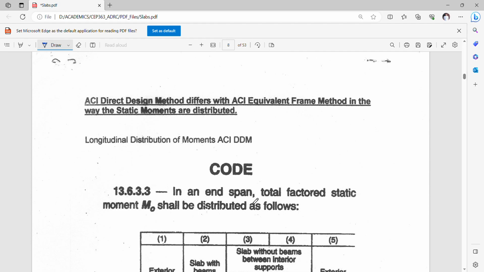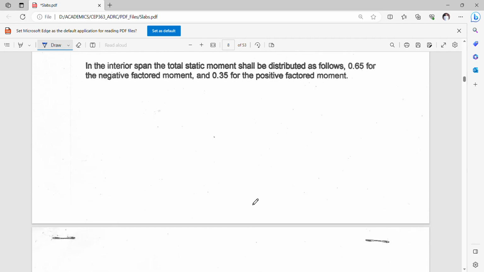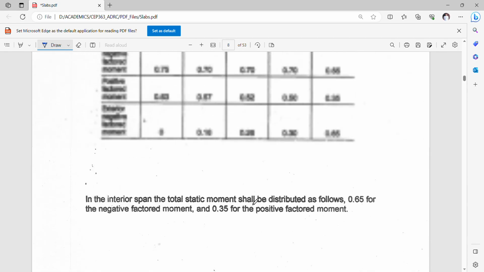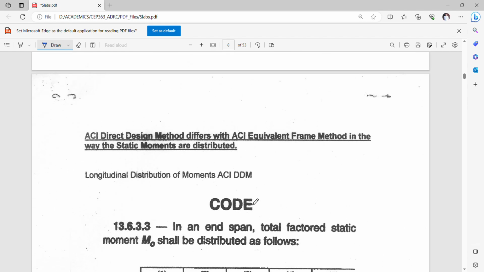So on the next lecture, I will show you how to distribute your longitudinal moments based on the tables that the ACI code gives us, and also how to distribute them transversely based also on the tables that the ACI code gives us.